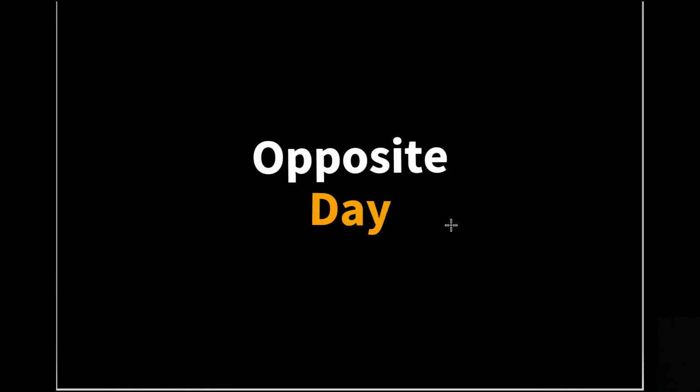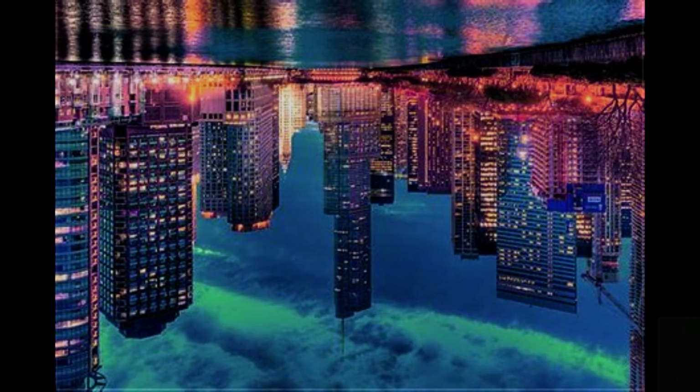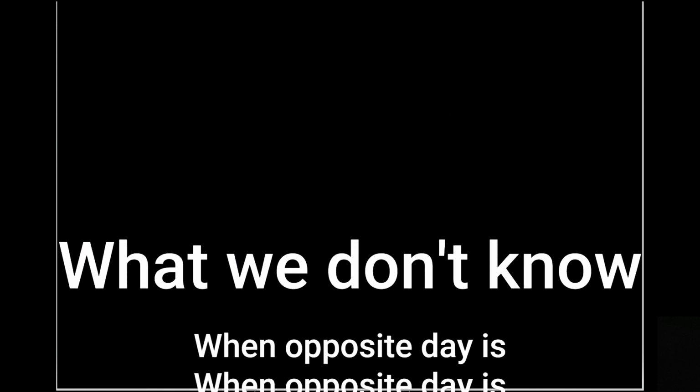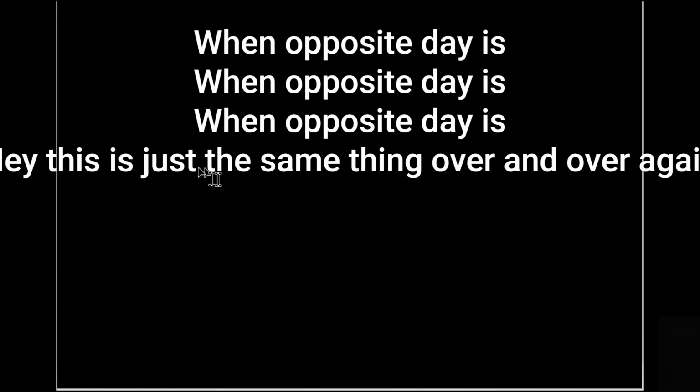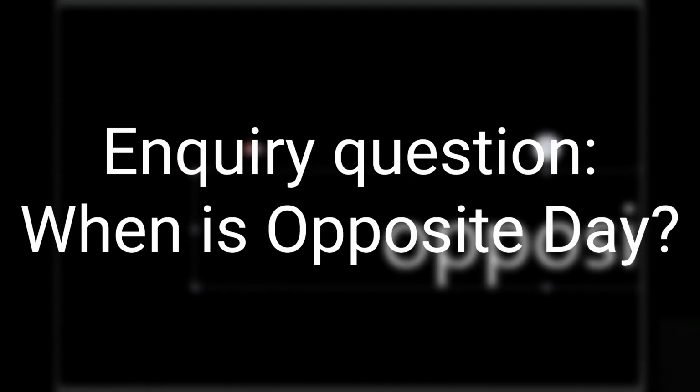Anyways, have you ever heard of this thing called opposite day? It is this day where everything occurs in the opposite way it should be. For example, we sleep at day instead of night, gravity goes up instead of down, something like that. Now, what we don't know about opposite day is when it is. So today, we'll figure out everything you'll need to know about opposite day.